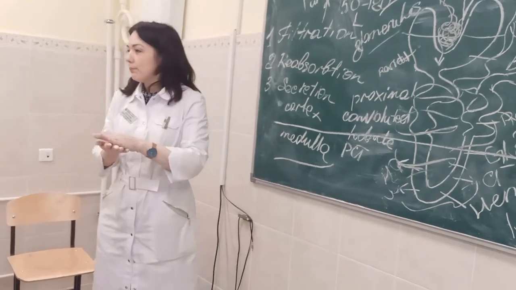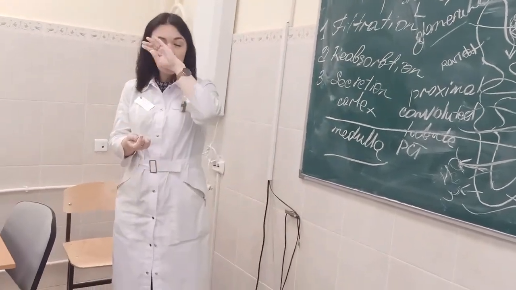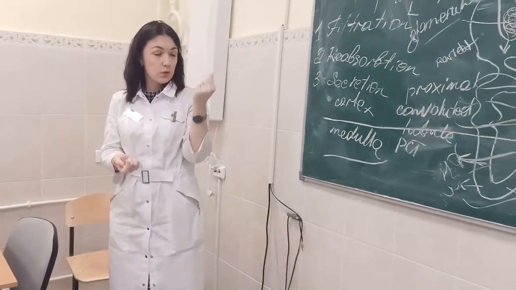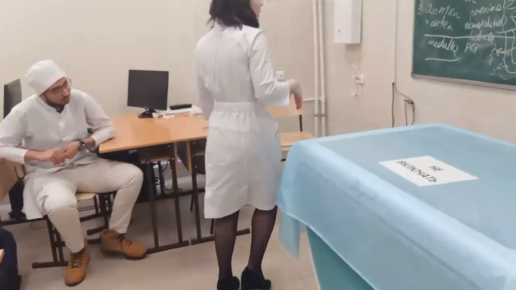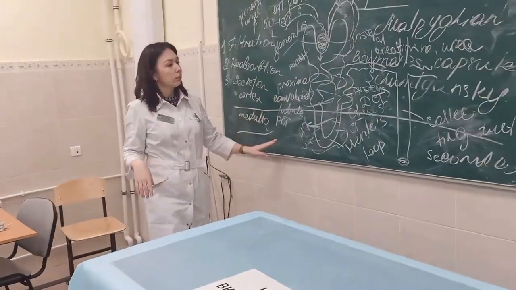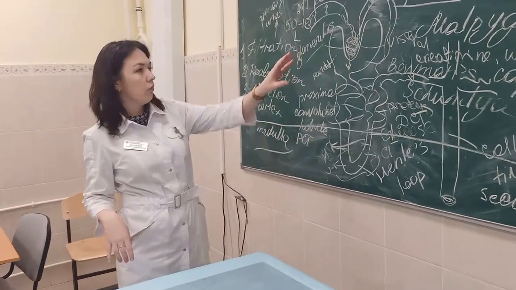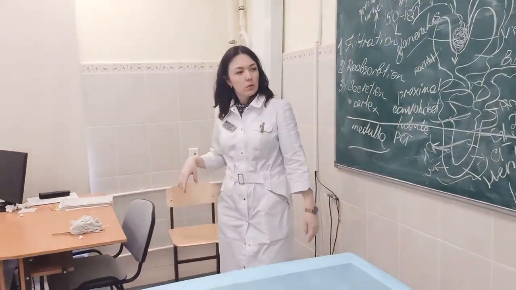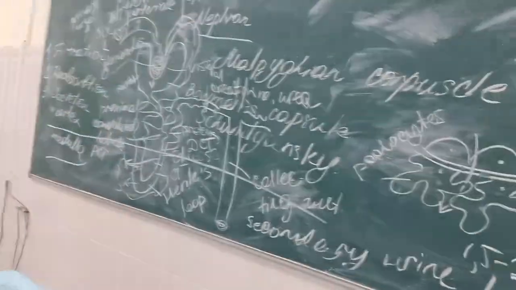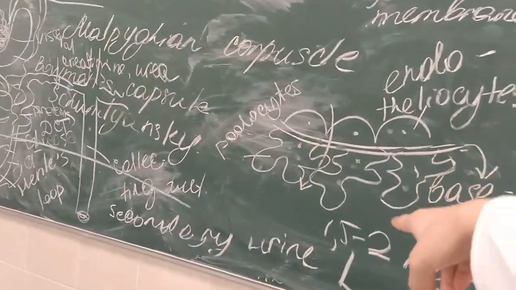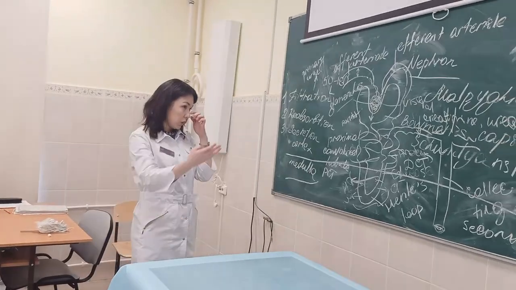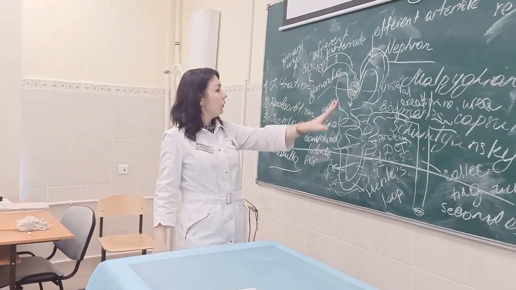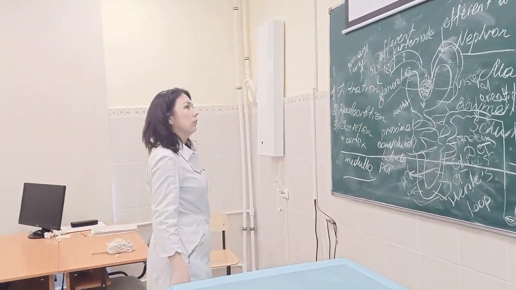Any questions? Just what are the main parts of the nephron. This is the filtration membrane. It's not compulsory to draw it. You just have to know it. You will have to draw this.